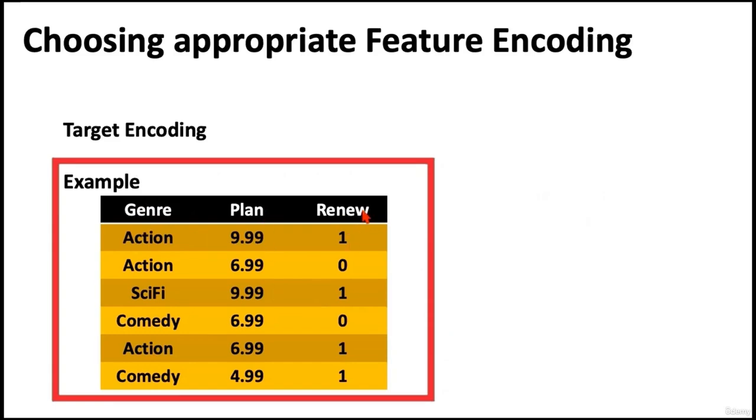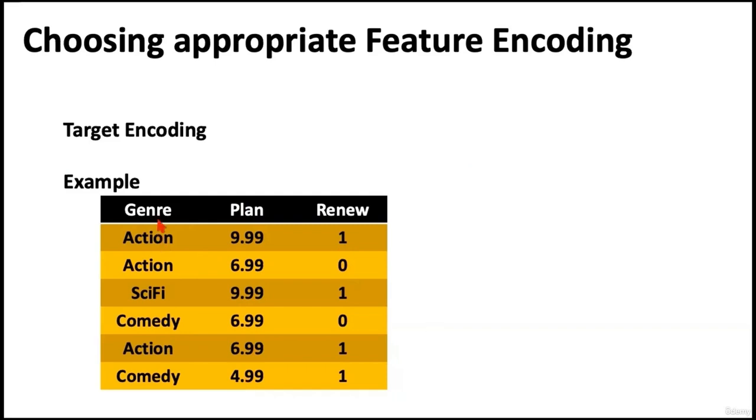And then there is a prediction being made on whether a customer would renew the subscription or not. So 1 means the subscription would be renewed and 0 means the subscription would not be renewed. In this case, when we talk about encoding, we don't have to worry about the plan feature. Why? Because this is already numeric. We'll instead have to worry about the column called genre.